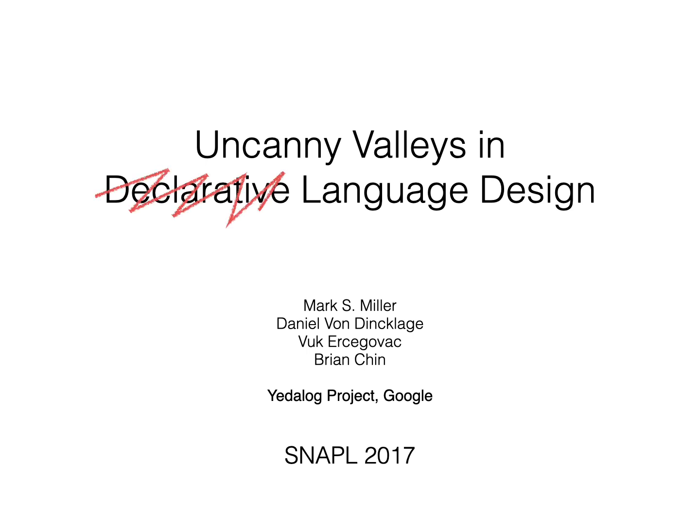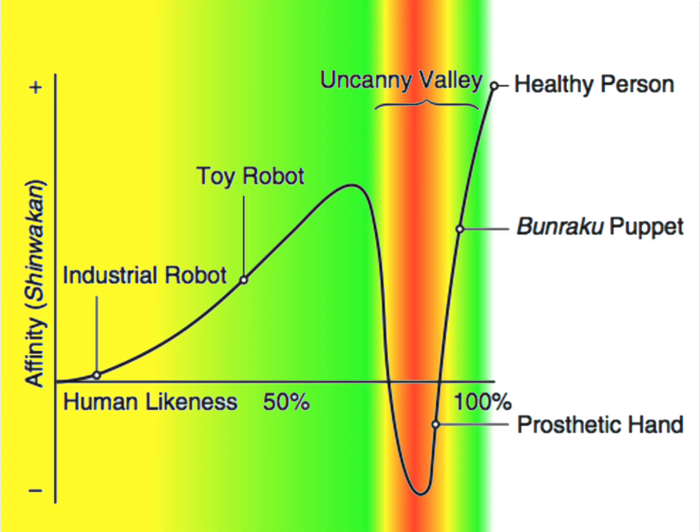So really this is about uncanny valleys in language design in general. Okay, so the term, this is a diagram from the famous Uncanny Valley paper. The Uncanny Valley paper was about rendering, people trying to do computer graphics movies with human characters in them.